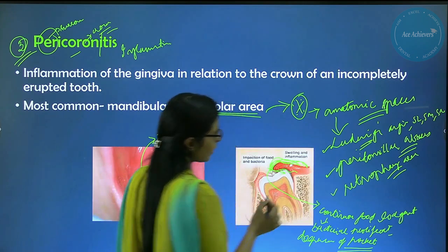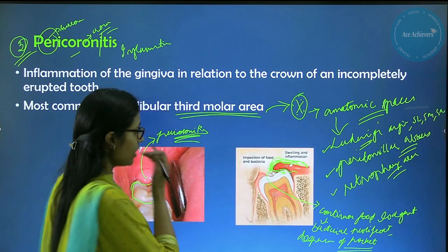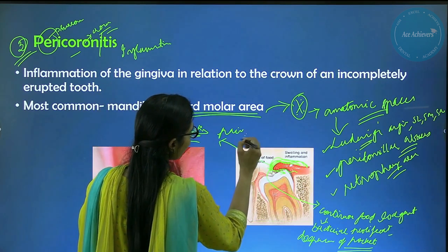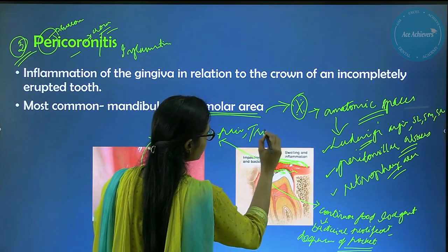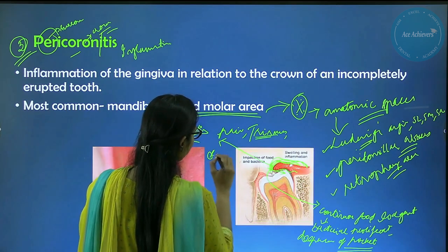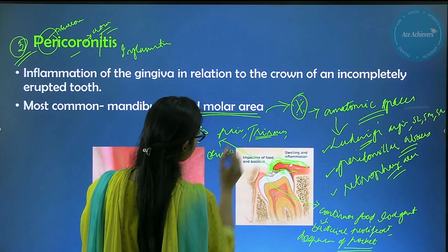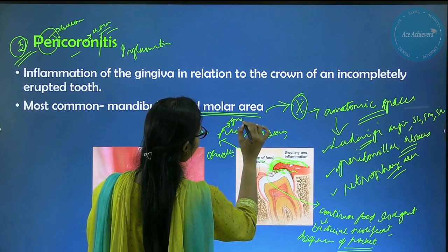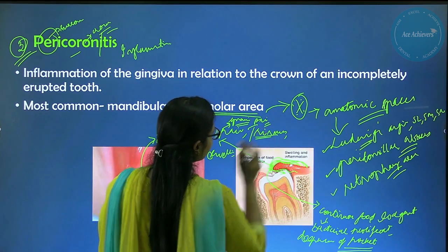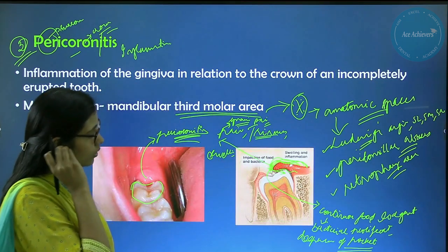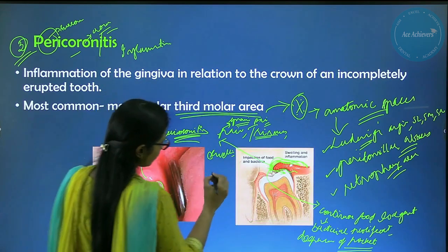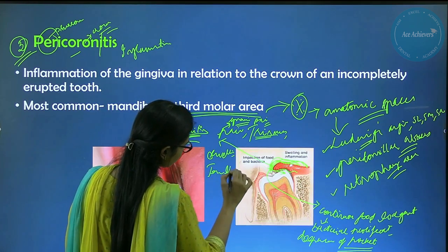The patient presents clinically with severe pain, trismus, which is difficulty in opening the mouth, and swelling. The pain is basically a gnawing, radiating pain. Sometimes it might radiate to the ear also. So these are all the clinical presentations. Sometimes it might be accompanied by tonsillitis and fever.